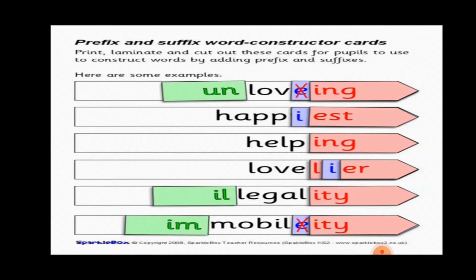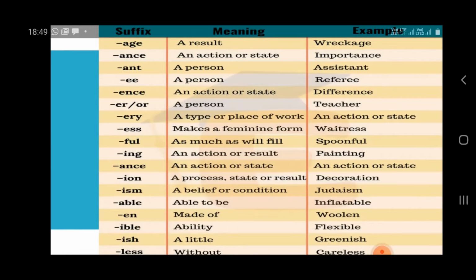They have given two different colors for prefix and suffix. For example, un, il, im are all prefixes. Ing, est, lier, ity are all suffixes. So unloving, happiest, helping, lovelier, illegality, and immobility. All these things you can see the differences, my dear students.